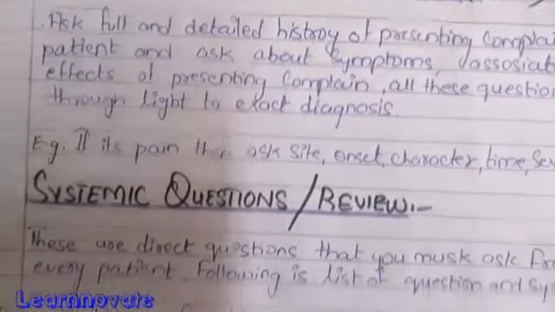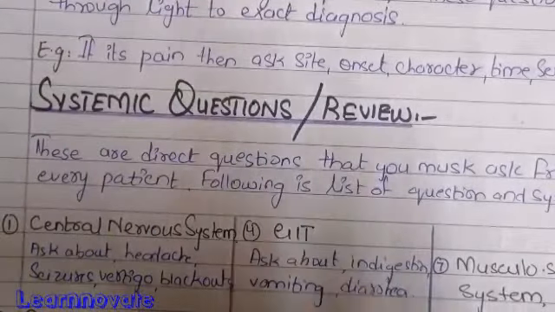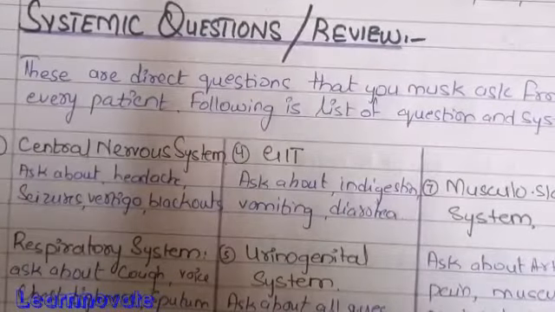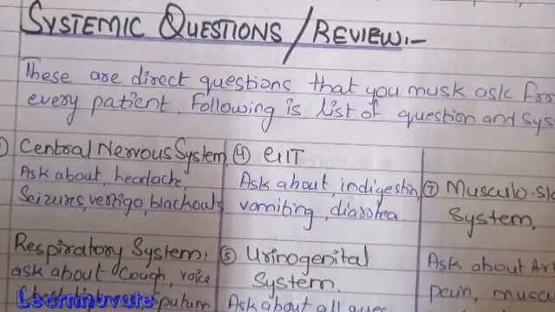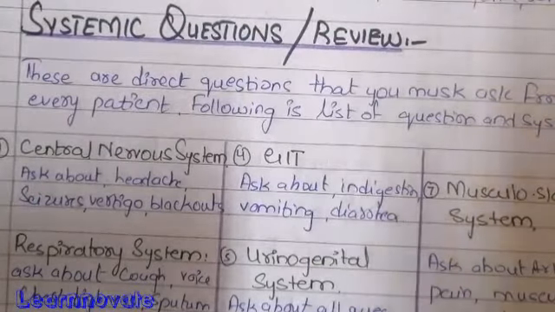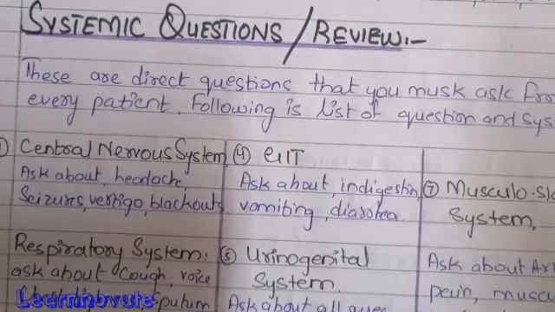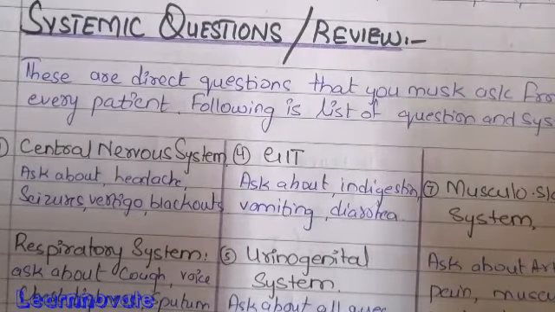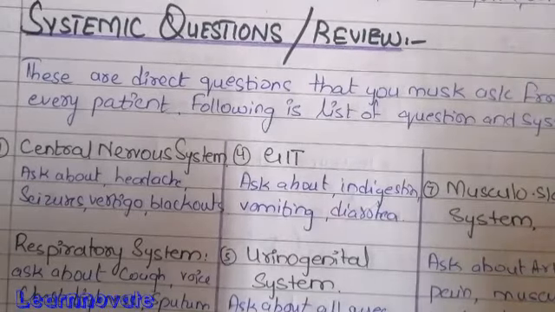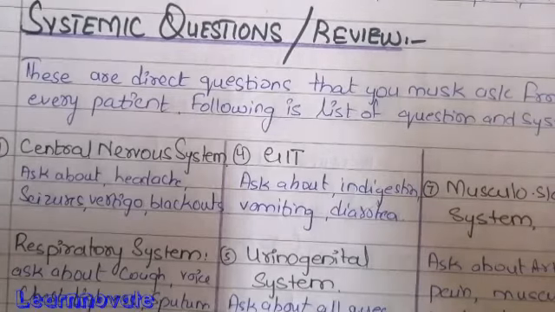The next thing you have to ask is systemic review or systemic questions. That is a very essential part of the history, and it will lead to the correct diagnosis. If you have the presenting complaint and you know the systemic review, you can correlate many of the diagnoses. So what is a systemic review and how are we going to do this? These are the direct questions that you must ask every patient. Even if the patient has a complaint of the GIT, you have to ask the symptoms of all the systems.